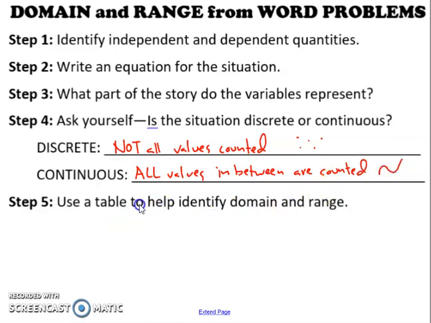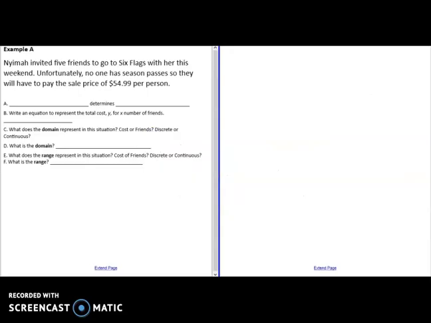Okay. All right, so we're going to look for that, and then we're going to use a table to help us identify and work things out. Okay, guys, let's look at some examples and put this all into action. Naima invited 5 friends to go to Six Flags with her this weekend. Woohoo! Unfortunately, no one has season passes, so they'll have to pay the sale price of $54.99 per person. Sale price, woohoo! All right, so $54.99 per person.